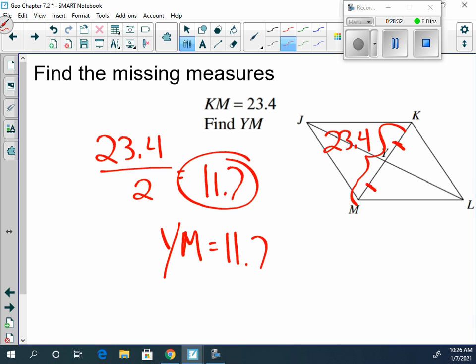Is 11.7. Because YM is equal to half of KM. It's half of the whole. Questions on this here?